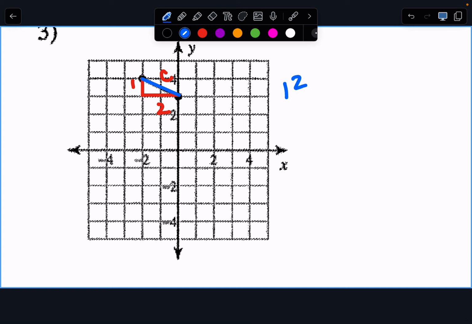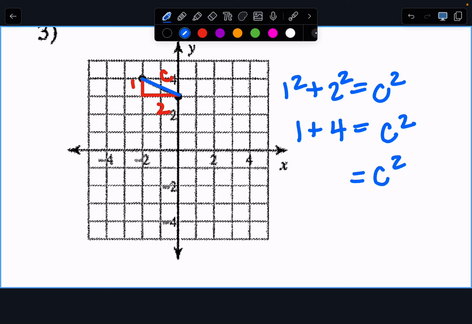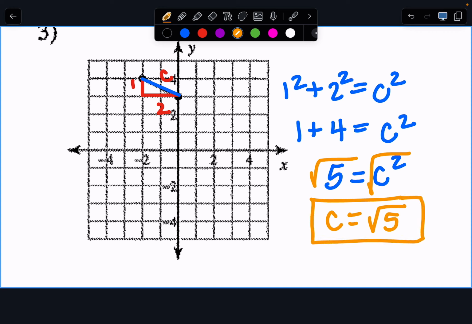Okay. A squared plus B squared equals C squared. What do you get for C? I would not say 5. Square root of 5. Okay, square root of 5.